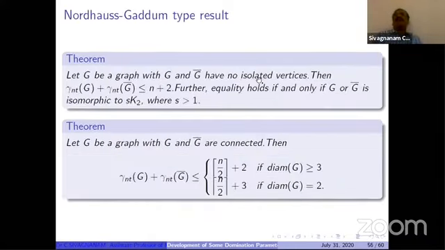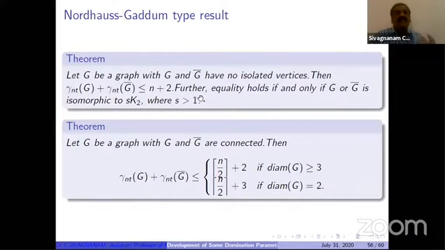After upper bounds, what are we thinking? Nordhaus-Gaddum type results. A Nordhaus-Gaddum type result means the sum of the value of a parameter for the graph and its complement. So here we take one graph. Let G be a graph such that G and G bar have no isolated vertices. Then gamma nt of G plus gamma nt of G bar is less than or equal to n plus 2.